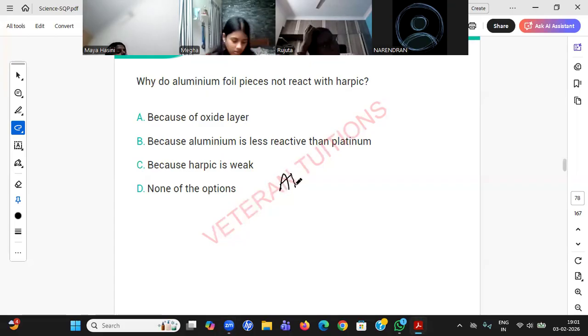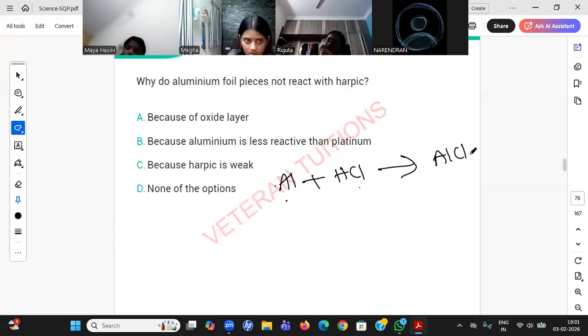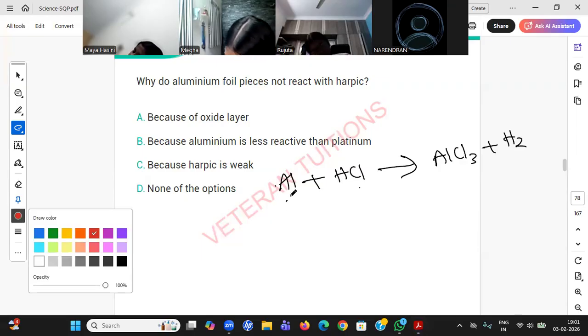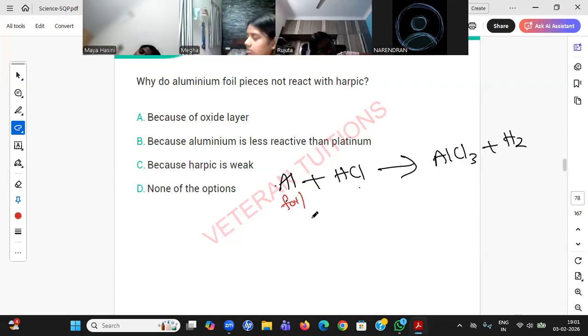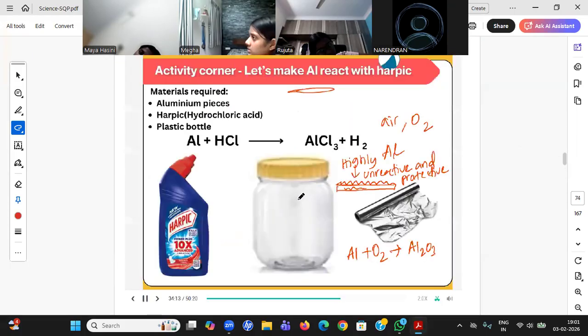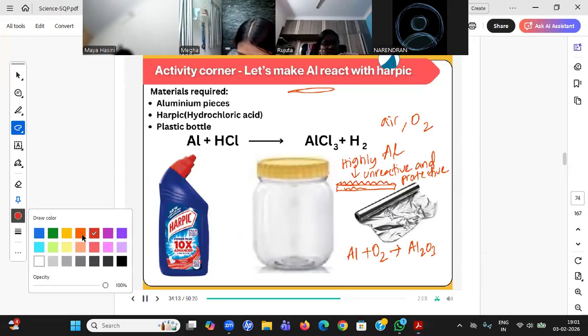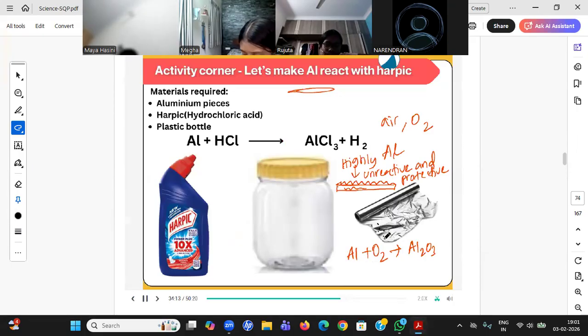Okay, so what is he saying? Aluminium foil plus Harpic, he said, but it is HCl. Just now I said metal with acid gives salt, AlCl3, plus hydrogen gas. But here that fellow has taken aluminum foil. Look at how aluminum foil looks. It is in the open environment, so the topmost layer of aluminum gets oxidized. So basically on the surface there is Al2O3.